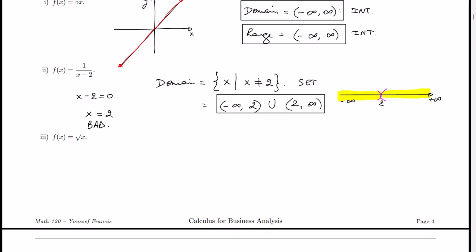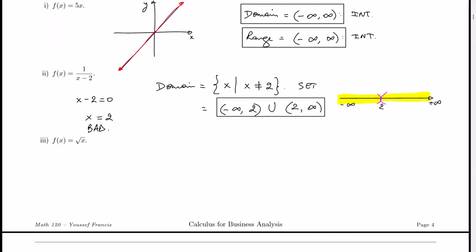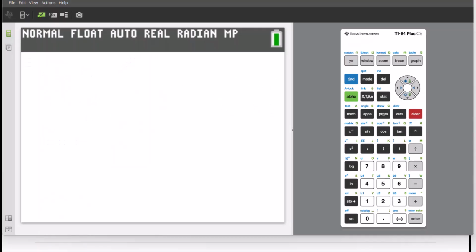And for the range, it's going to be a little bit more difficult. So we'll have to use a calculator. So let me turn it on and show you the. Okay, so here we go. My calculator, I'm using the TI-84 Plus. Yours might look a little bit different, but I'll try to show you the steps.